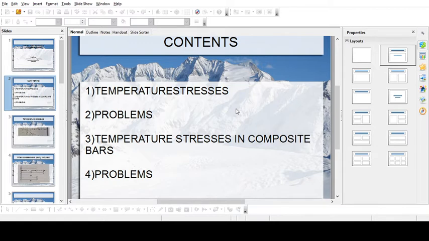Then what happens when the free expansion is prevented? An external force P is exerted by the end grips on the bar. This load will cause compression in the body. If it is acting towards the ends, it will compress the body, and the bar will have to offer compressive stresses to resist this force P. Right?